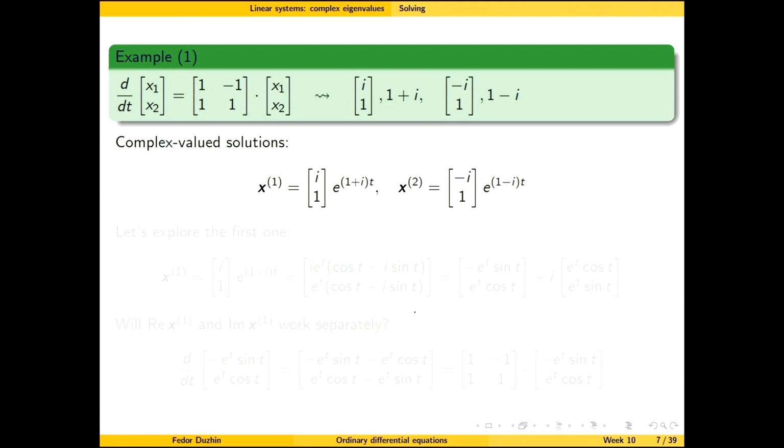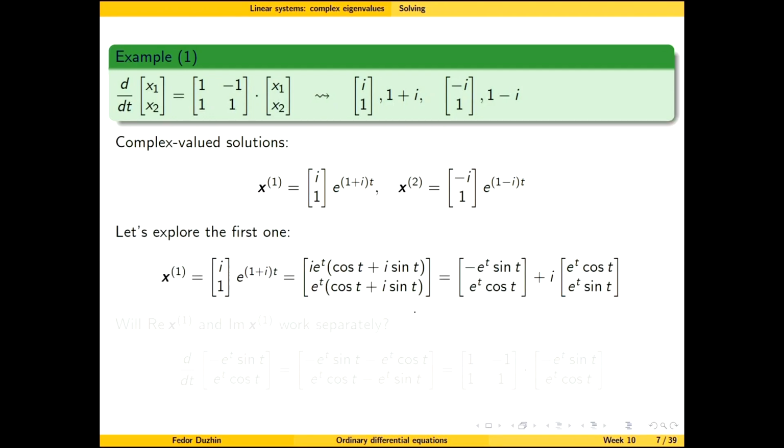Let's just explore the first of them. So let's look at the first complex valued solution. Of course, since it is a complex valued solution, it has a real part and an imaginary part. So this is the real part, and this is the imaginary part of the complex valued solution.